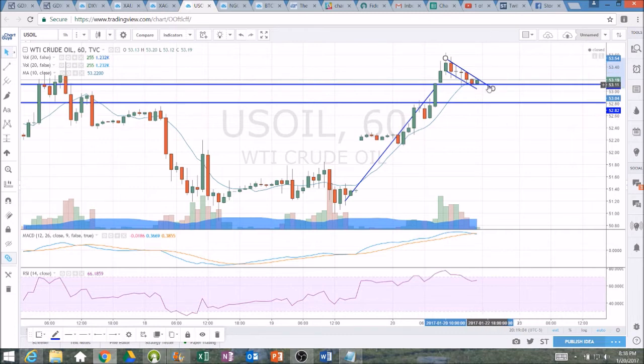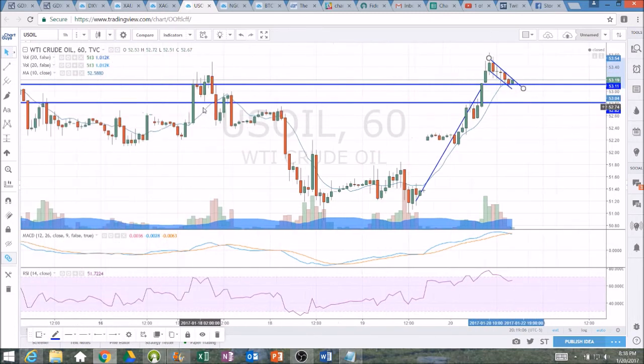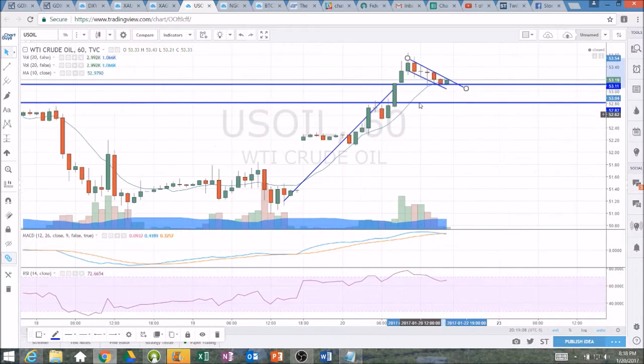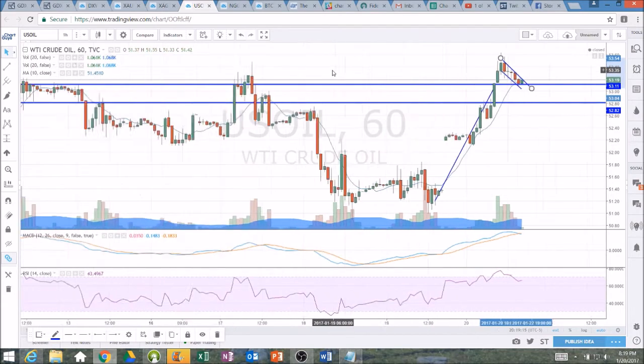So we're right now back testing support. 53.11 was resistance, and now it's back as support. So we're right on that level. And if the bulls show up, resistance is at 53.64.